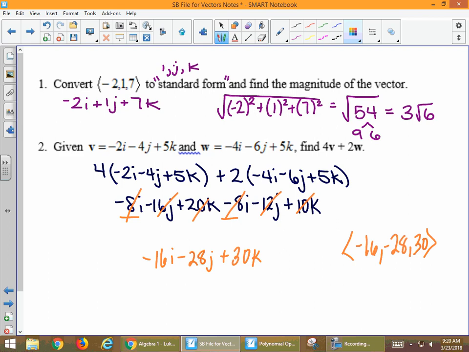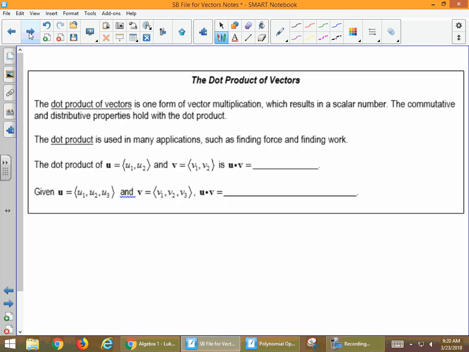Okay. Everything today that we learn, you have an equation for on your equation sheet. Huzzah. Good stuff. So dot product is one form of vector multiplication, and it results in a scalar number. The dot product is used in many applications, such as finding force and torque. They've used it in physics.